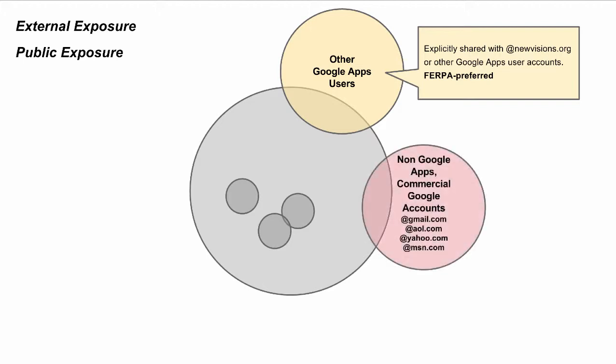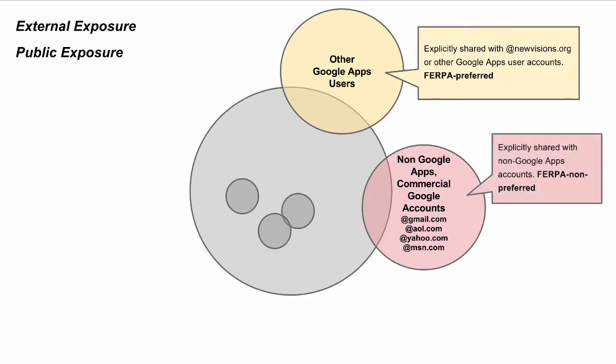In the second category, we see documents that are shared with commercial @gmail.com accounts or other email accounts that have been linked to a commercial Google account. Now, this is okay for documents that do not contain student data. But as mentioned earlier, commercial email accounts do not include FERPA provisions in their terms of service, which is why we strongly discourage their use for school-related business.